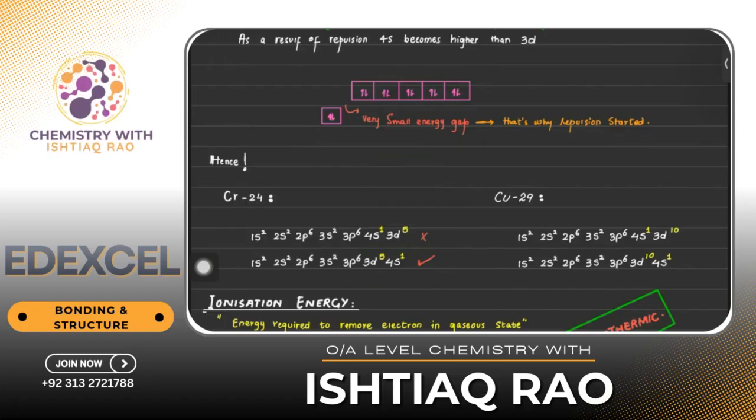So that's why this is the correct configuration of chromium. This is the wrong configuration. The same goes for copper. Again, I'm supposed to write 4s after 3d because the energy for the 4s orbital is higher. So this is not only for copper and chromium. Whenever you see any element in which the 4s orbital is involved, we are supposed to put 4s after 3d, because I told you that the energy of the 4s orbital is higher than the 3d orbital.